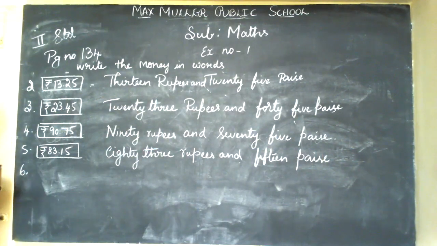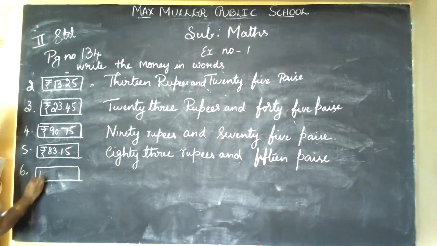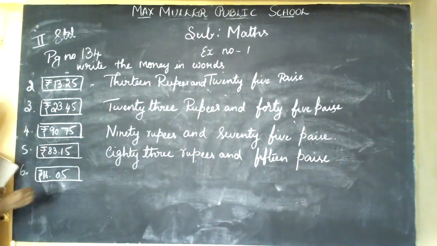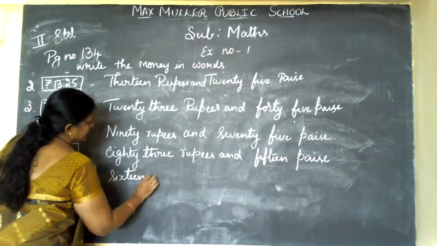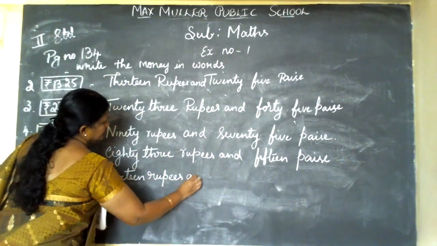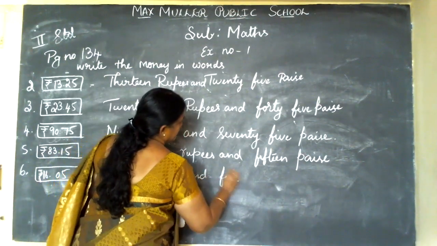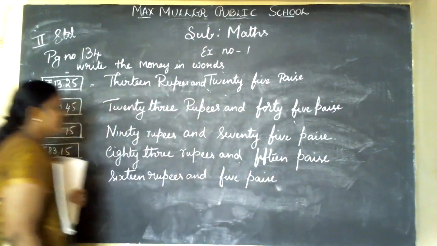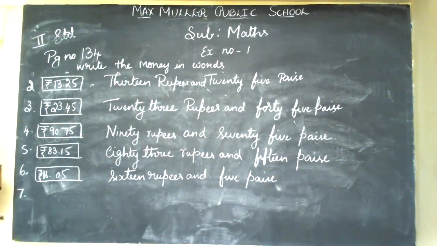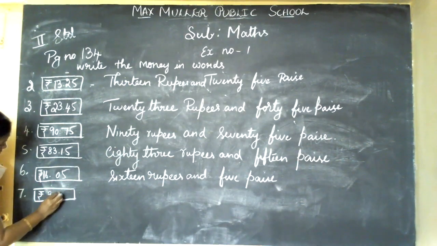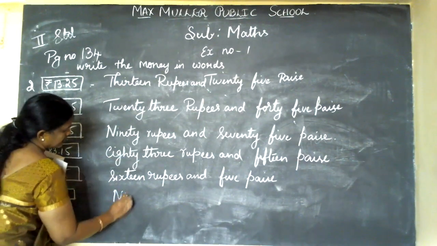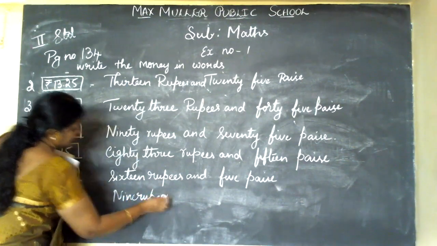Sixth one. 16 rupees 5 paisa. See, 16 rupees, SIXTEEN. 16 rupees and 5 paise. Seventh one. 9 rupees and 7 paisa.